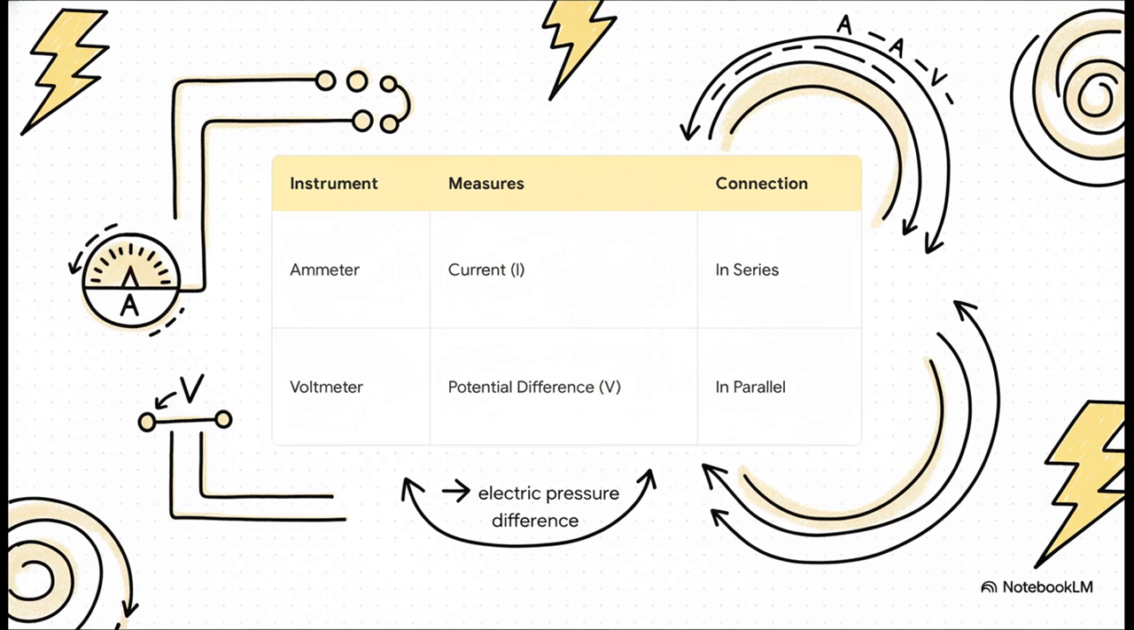Now, it is very, very important to understand how they are connected. An ammeter is always connected in series. That means you place it right in the path of the current so that the entire current flows through the ammeter. A voltmeter, on the other hand, is always connected in parallel. It measures the potential difference between 2 points, so you have to connect it across those 2 points.